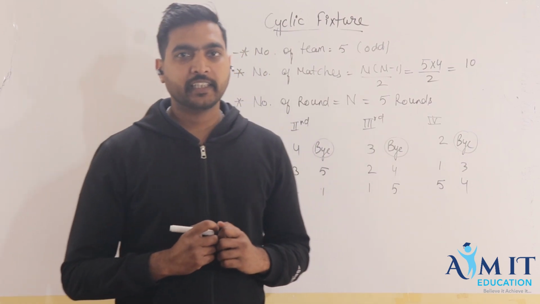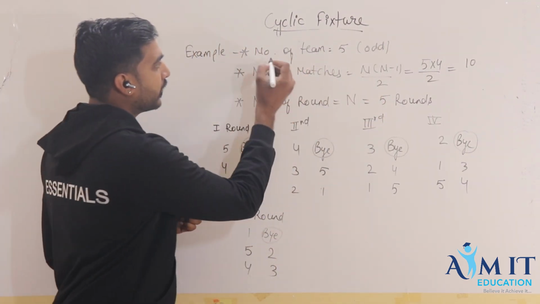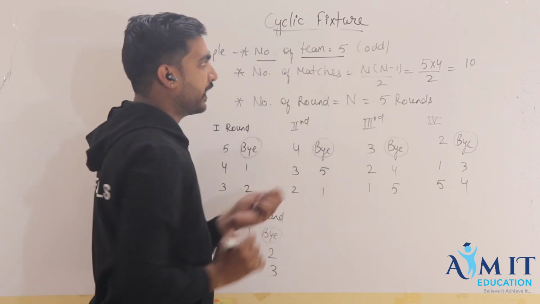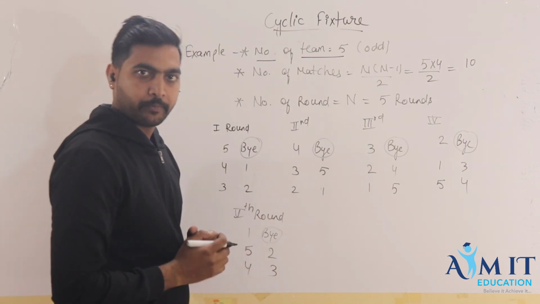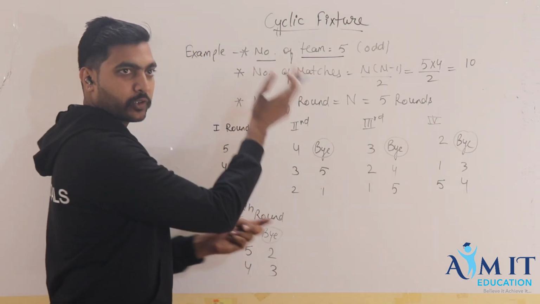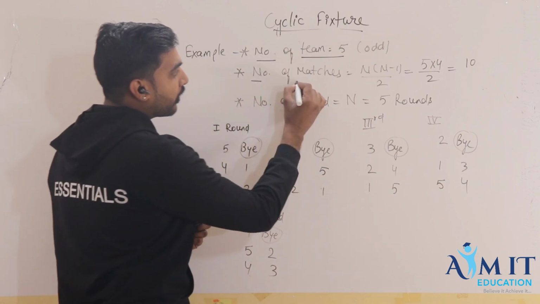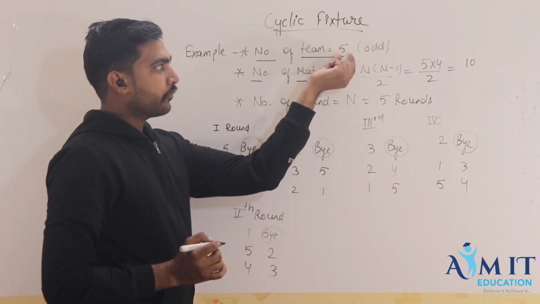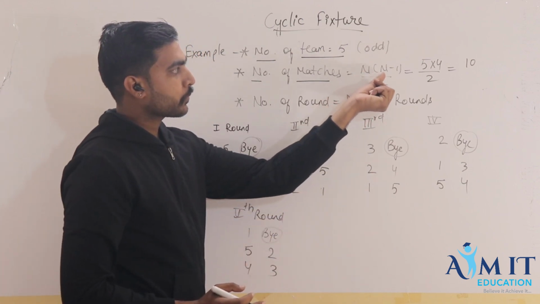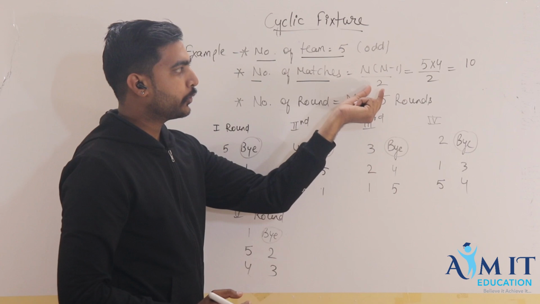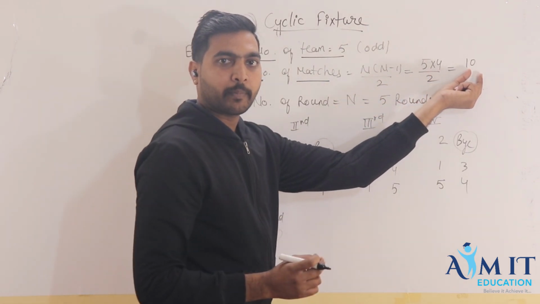Now we take an example of a cyclic fixture. See, first, number of teams is 5. It means we have an odd number of teams. This is clear, we already read this point number 1 in the previous slide. Now second is number of matches. We have 5, just place 5 in the place of N. So 5 multiplied by 4 divided by 2, 5 fours are 20, so the total number of matches will be 10.